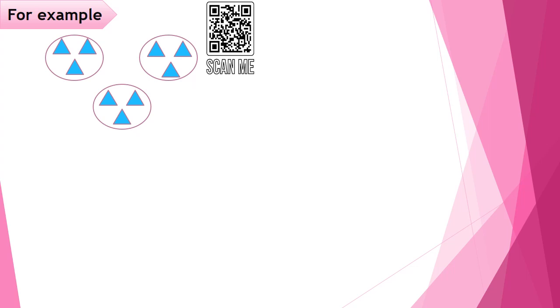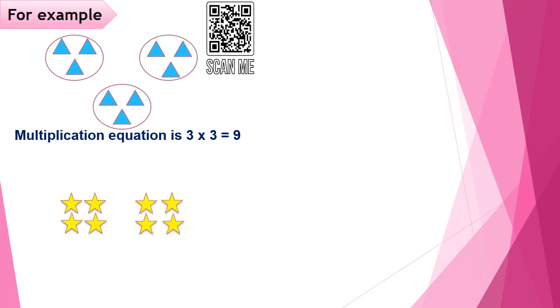For example, here I have 3 groups. Inside each group, I have 3 triangles. So I have 3 groups of 3 triangles. If I want to find the total using multiplication, I can say 3 times, how many times I repeat 3? 3. So 3 times 3 equals 9.